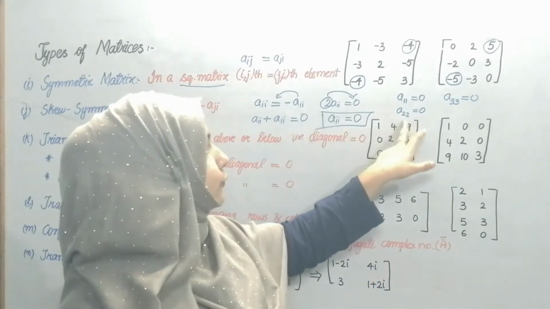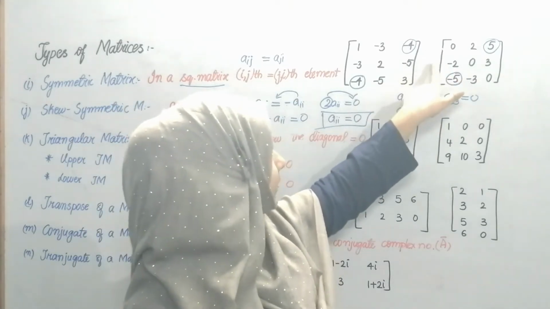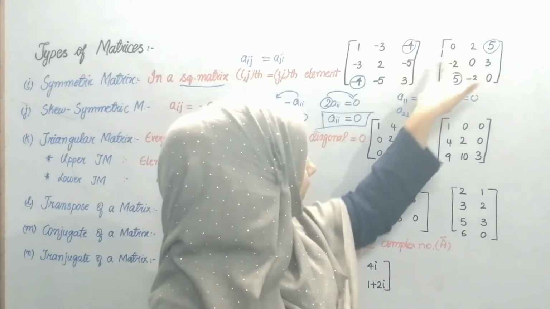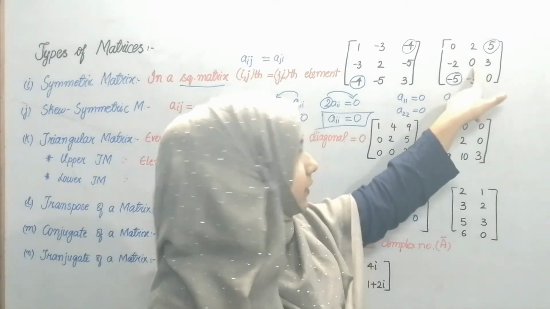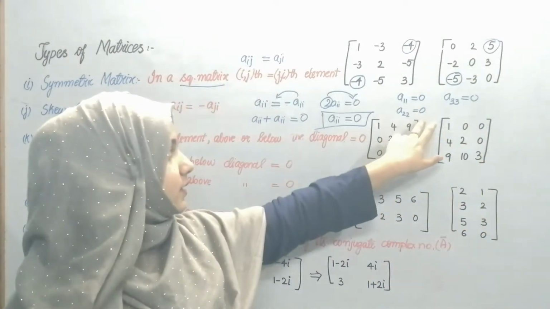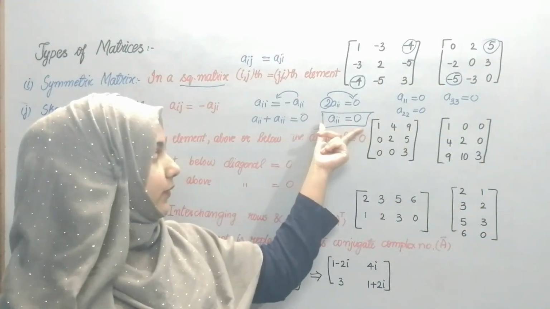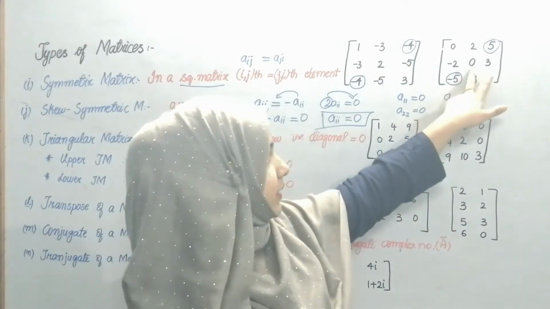Next one, A of 2 2. Second row, second column. See, the element is 0, because the condition A of ii is equal to 0, so obviously this element is 0.